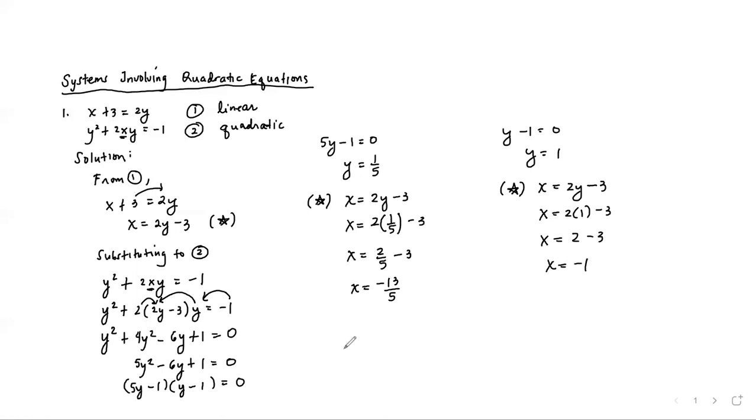So therefore, our solution set would be the set of ordered pairs x equals negative 13 over 5, comma, y equals 1/5. And the second ordered pair would be x equals negative 1 and y is equal to 1.